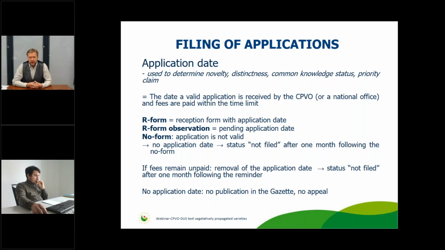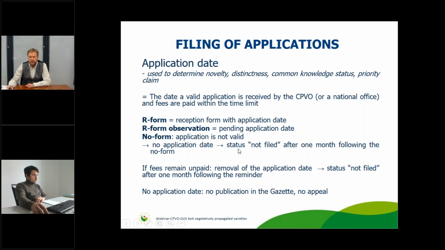Once you file an application, as said, you will get a receipt from the office, and that can be 3 different forms. If you get a document called R form, it means the application is valid and complete. An application date has been attributed. If you get an R form observation, it means the application is valid but not complete. Some elements are missing. If they are submitted in time, the application process can go on. If they are not submitted in time, we have to refuse the application.